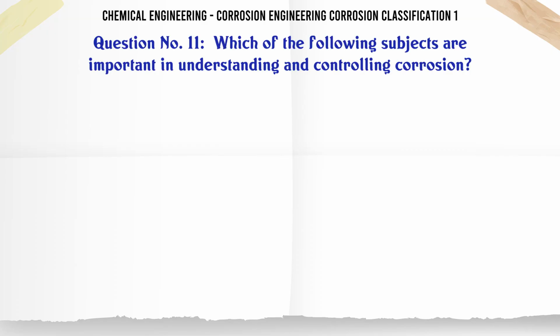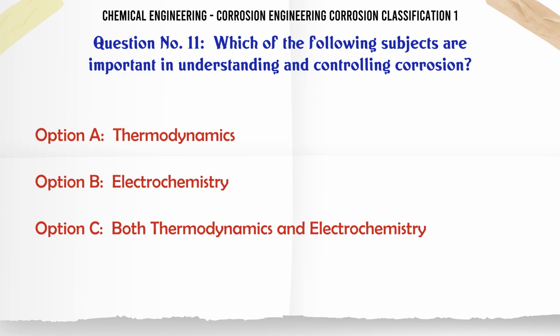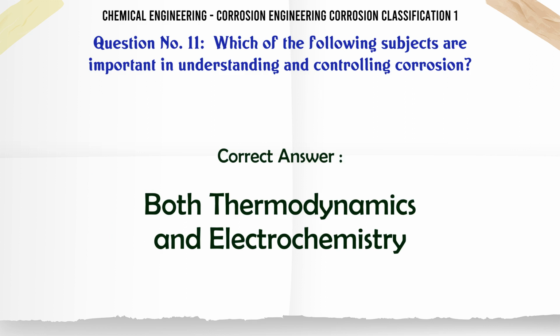Which of the following subjects are important in understanding and controlling corrosion? A. Thermodynamics. B. Electrochemistry. C. Both thermodynamics and electrochemistry. D. Material characterization. The correct answer is both thermodynamics and electrochemistry.